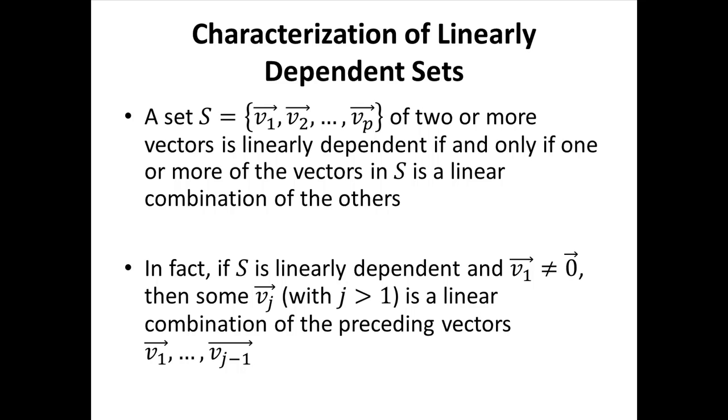In fact, we can prove more. It turns out that if S is linearly dependent and the first vector is not the 0 vector, then one of the vectors in the set is a linear combination of the preceding vectors. Not just a linear combination of the other vectors, but specifically a linear combination of the ones that came before.